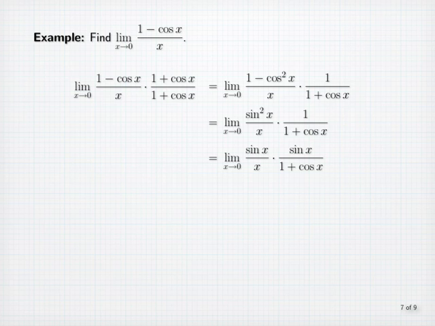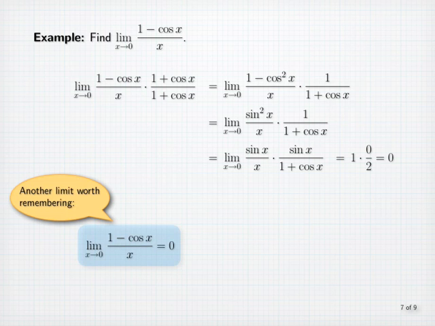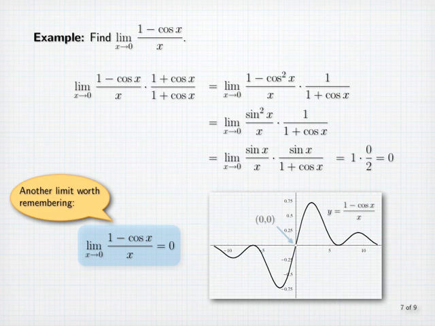At this point, we have the limit of a product where we know the limit of each factor. Sine x over x approaches 1, sine x over 1 plus cosine x approaches 0 over 2, and therefore this limit is 0. This is another limit that's worth remembering. This is the graph of (1 minus cosine x) over x. Clearly that function is undefined at 0. We've just found out that its limit is 0, and so its graph has a hole at the origin.